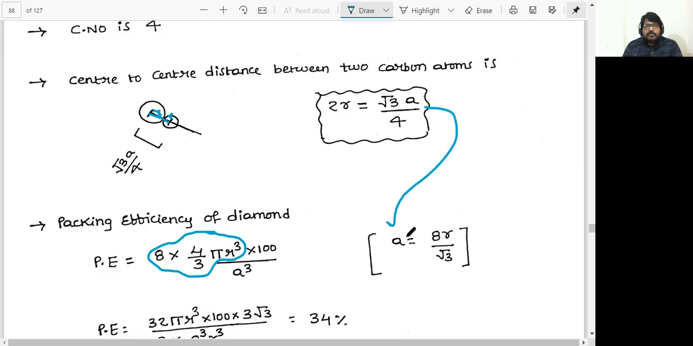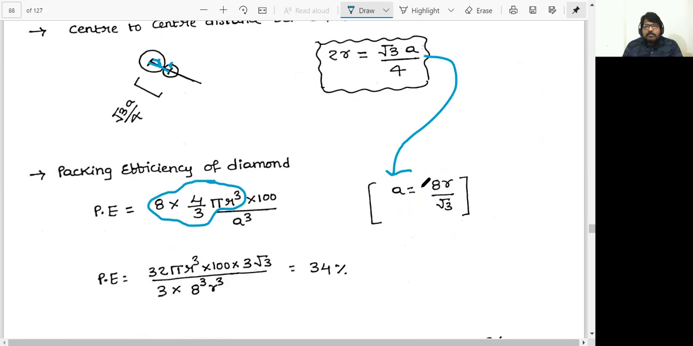a is equal to 8r by root 3, but we need a cube, so that a cube is equal to 8 cube r cube by root 3 cube, that is 3 root 3. So ultimately this is 8r by root 3 whole cube, 8 cube r cube by 3 root 3. And if you simplify, you will be getting 34%. Packing efficiency is 34% and packing fraction is 0.34. When compared to zinc sulfide, zinc blende, the packing efficiency is very less, that is 34%.